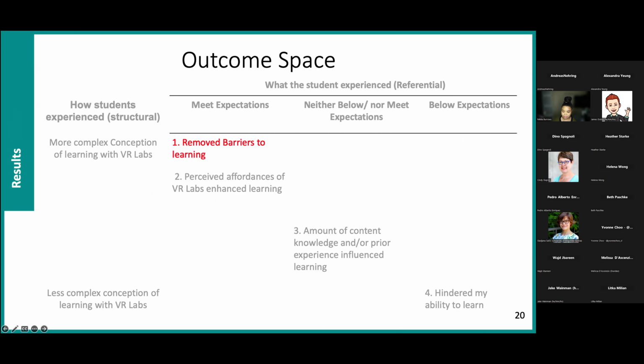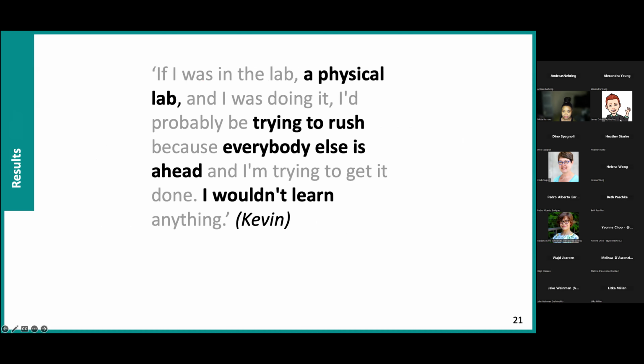However, if you look at removed barriers to learning, it is the most complex in the hierarchy. An example of this conception would be: if I was in a physical lab, I'd probably be trying to rush because everybody else is ahead and I'm trying to get done, and I want to learn, and I wouldn't learn anything. Here, Kevin describes the experience by referencing the isolation of the VR lab as keeping him focused on learning and the content, as opposed to a traditional lab where he's usually rushing and completes the assignments in an effort to keep up with his peers.